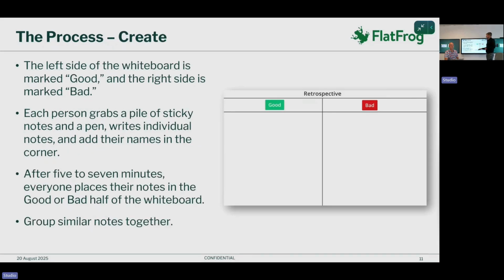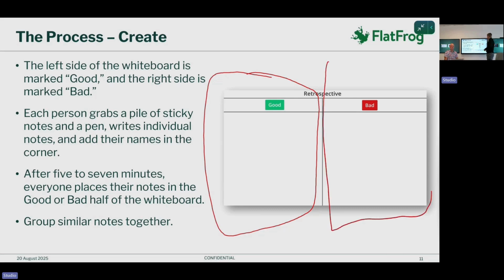The process is that you create a whiteboard where the left side of the whiteboard is marked good and the right side is marked bad. Each person in the room or at home grabs a pile of sticky notes and a pen and writes individual notes and adds their names to the corner. After about 5 to 7 minutes, everyone places their notes on the good side or the bad side of the board. And then we start grouping similar notes together and see what we can learn here.